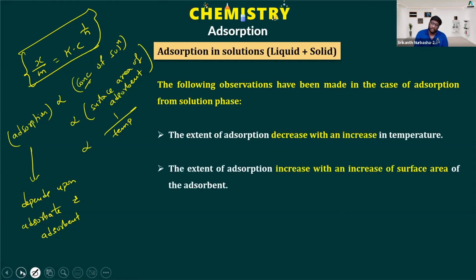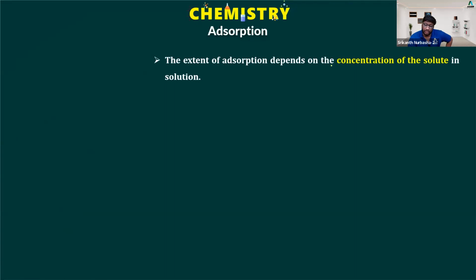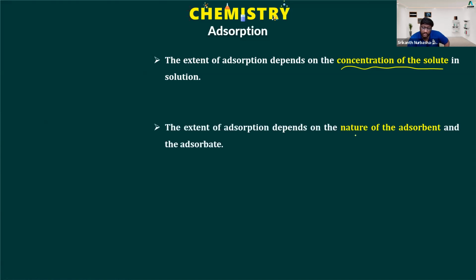The following observations have been made in the case of adsorption from solution phase. As I was saying, the extent of adsorption decreases with an increase in temperature because molecular motions increase. The extent of adsorption increases with an increase of surface area. The extent of adsorption depends on the concentration of the solute in the solution. The extent of adsorption depends on the nature of adsorbent and nature of adsorbate.